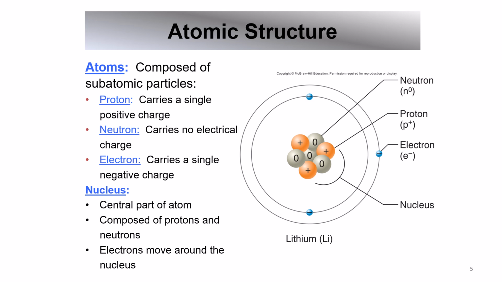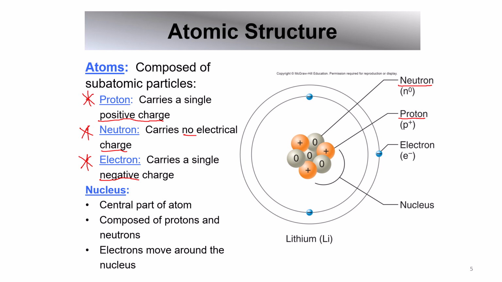Know that atoms have smaller pieces that make them up. These smaller pieces are also called subatomic particles. Protons have a positive charge, neutrons have no charge, and electrons have a negative charge. We can look at the picture on the right side. The pluses that you see are the protons. The ones with the zeros are the neutrons. Both the protons and neutrons are located in the center part of the atom, also called the nucleus. The electrons are much smaller and they're spinning around the nucleus.